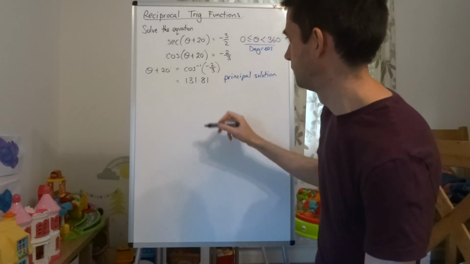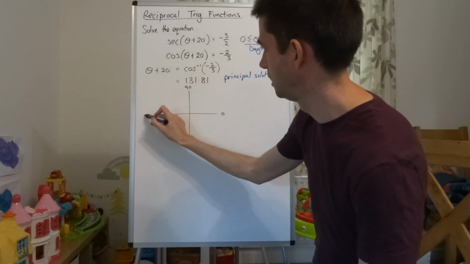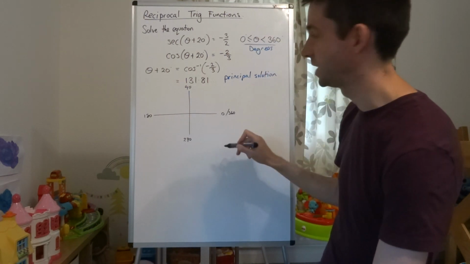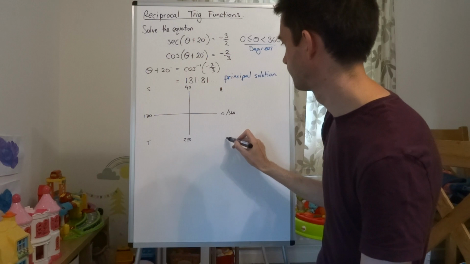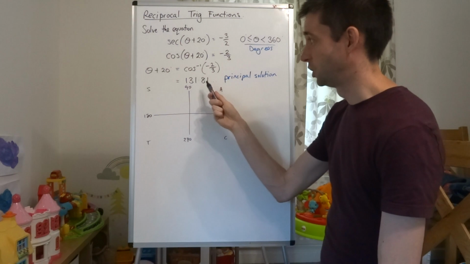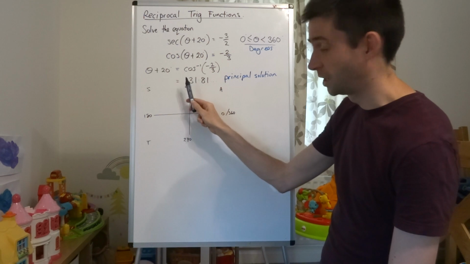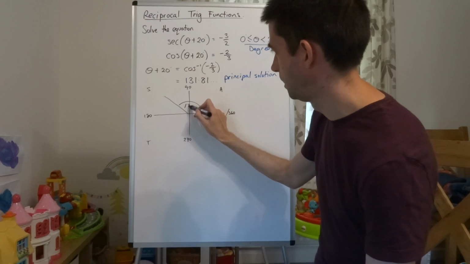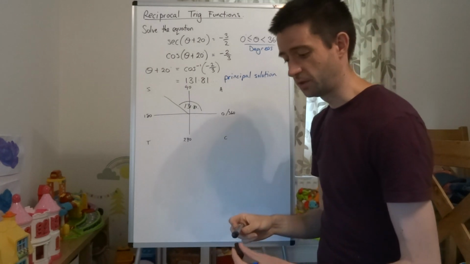Okay. So next thing I need to do, I need to draw up my CAST diagram so I can get my other solutions. So, CAST diagram here, I'm going 0, 90, 180, 270, 360, A, S, T, C. And I draw my first line for the principal solution, 131.8 degrees. Now working anti-clockwise round from 0, that's going to go past 90. So it's going to go here, and that angle there is 131.81, and it's in the sine quadrant.